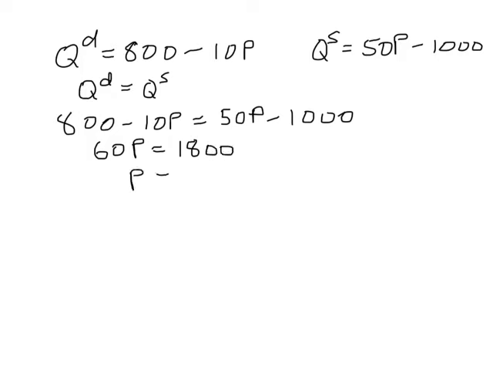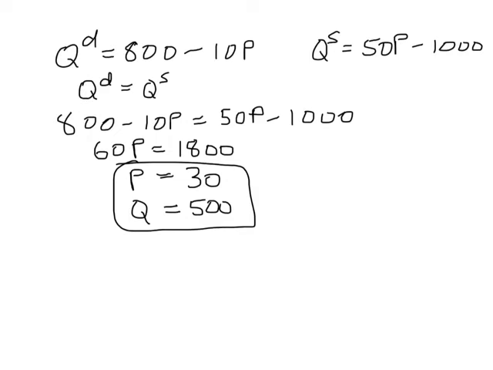Divide through by 60, and 1800 divided by 60 is the same as 180 divided by 6, that's 30. And then here I can plug 30 into either equation to get Q. So 800 minus 10 times 30, 800 minus 300, that's 500. So that's my market outcome.